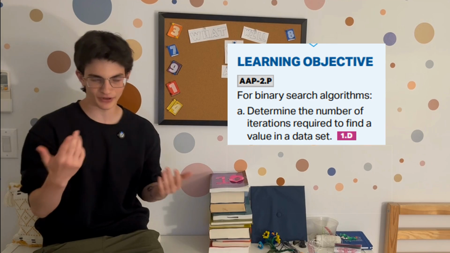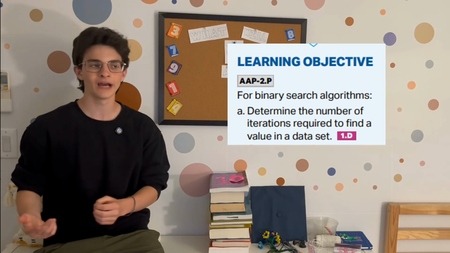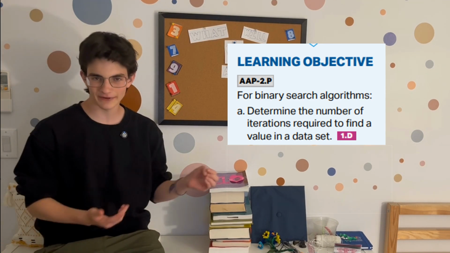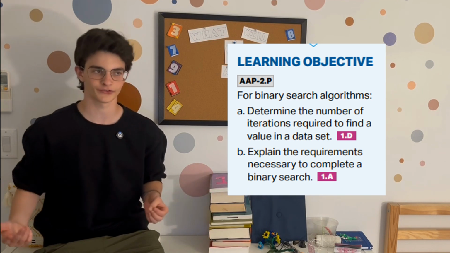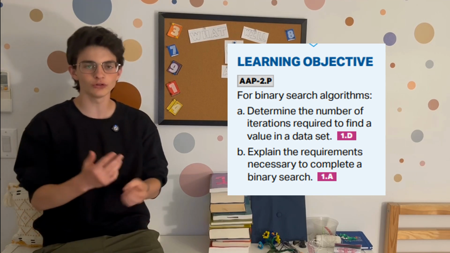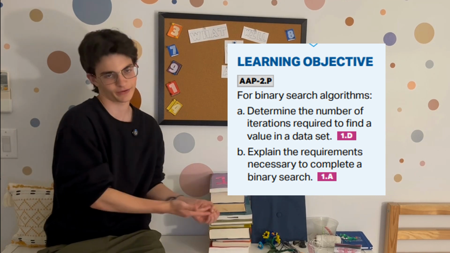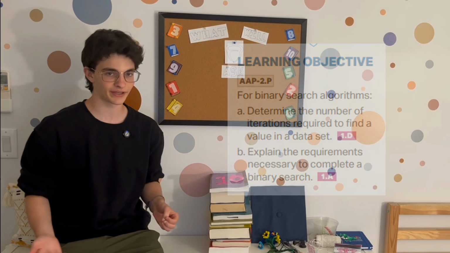So like the example I gave you earlier, where it'll give you a string and it'll tell you a value you're looking for, and then say how many iterations will it take to find that certain number. Secondly, is something along the lines of explain the requirements necessary to complete a binary search. So it'll basically ask for things like, does it have to be sorted, or how long can it be, or things like that for when you can actually use a binary search.